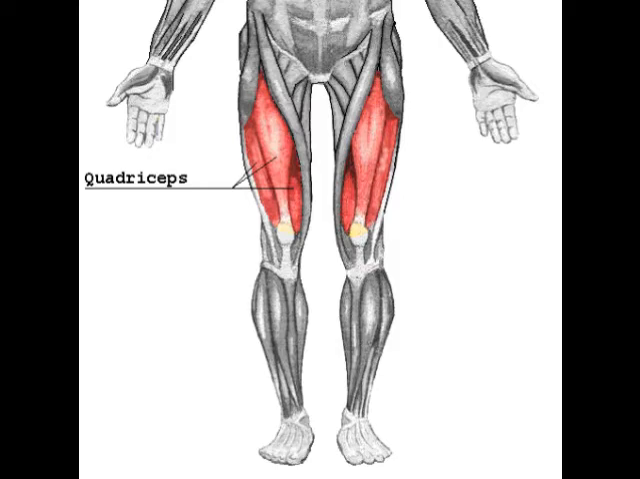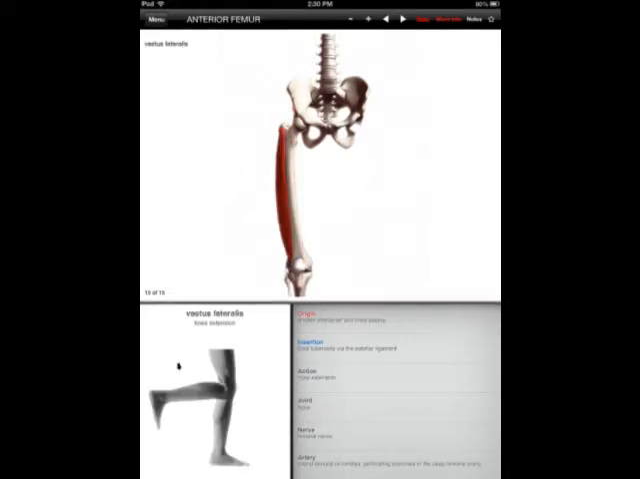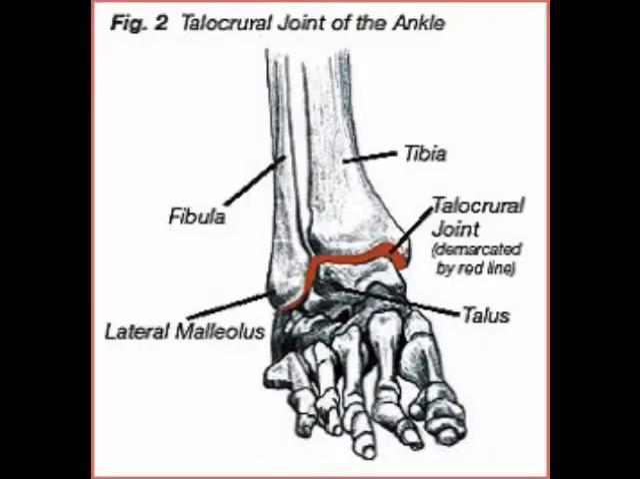When the knee is extended, the muscles being utilized include the muscles of the quadriceps. This means the rectus femoris, vastus lateralis, vastus medialis, and vastus intermedius are all contracting. The talocrural joint is where the talus meets the tibia and the fibula. It is a hinge joint and allows for dorsiflexion and plantar flexion.